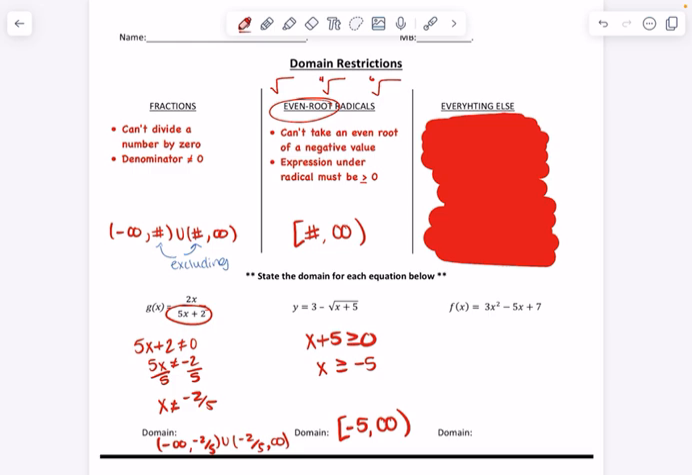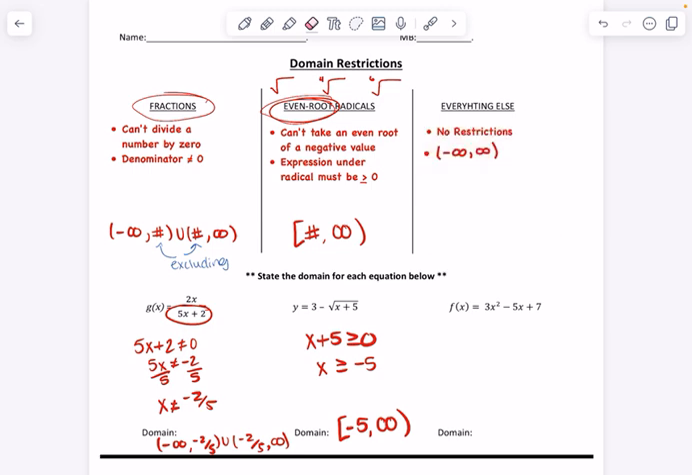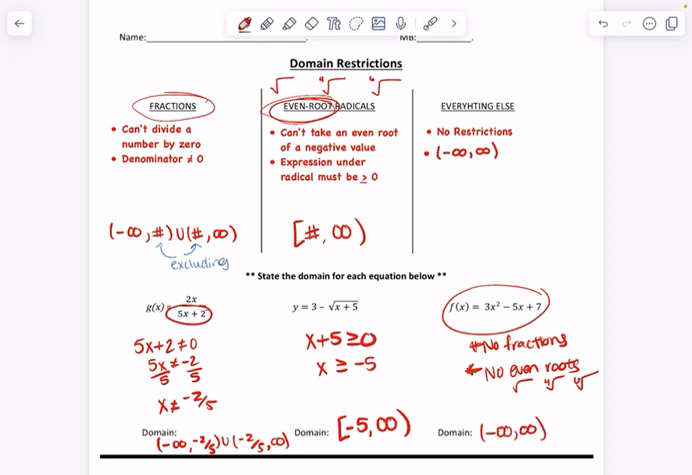But that is it. Nothing else has restrictions. So if your problem doesn't have a fraction or an even root in it, you have no restrictions. There's nothing you need to figure out. The domain can be anything. So that would just be negative to positive infinity. So this guy here, no fractions. No even roots. Your fourth root, your sixth root, your square root. So no need to exclude any x values here. X can be anything for those.